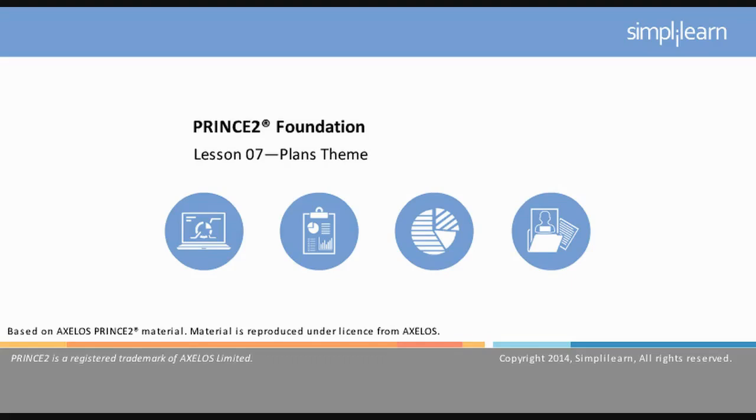This lesson is about plans, which is one of the 7 themes of PRINCE2 methodology. This theme is based on the principle, focus on products. Planning is important to ensure the success of the project. Let us discuss the objectives of this lesson in the next screen.